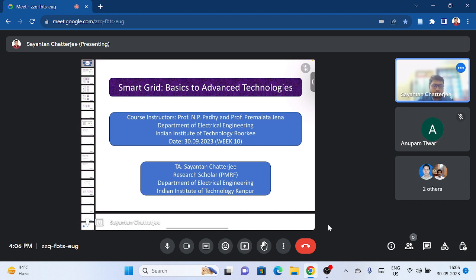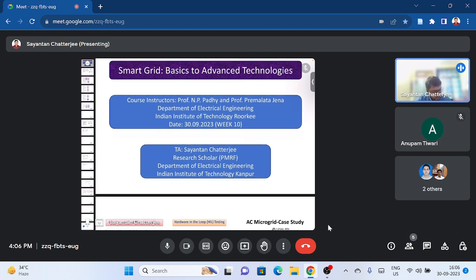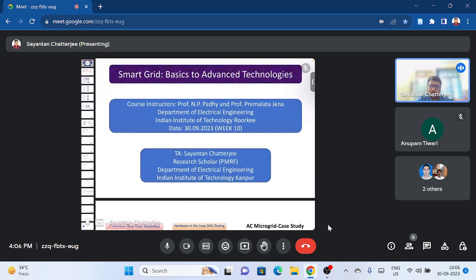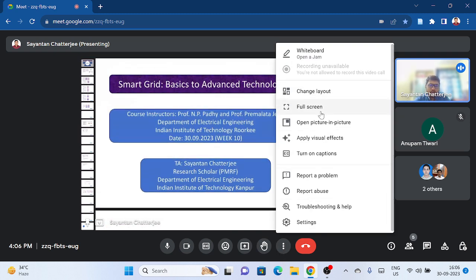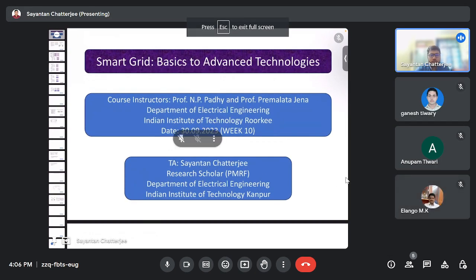So today we'll be discussing the AC microgrid part, meaning how to simulate the AC microgrid section. Then we will be discussing some DC microgrid architecture, some inverter control techniques, and further we will be going through some harmonic mitigation techniques that have been discussed in this week's course.